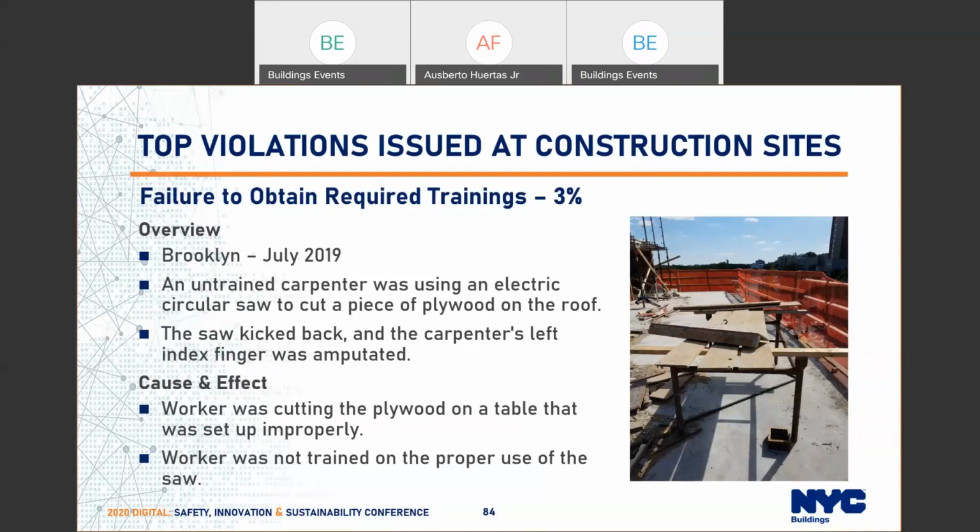Failure to obtain required training violations do not only pertain to site safety training, but also to training on equipment and machinery. In Brooklyn in July of 2019, an untrained carpenter was using an electric circular saw to cut a piece of plywood. The saw kicked back and the carpenter's left index finger was amputated. As more questions were asked, it was discovered the worker was not trained on how to use the circular saw. The worker was unaware of any potential kickback from the saw.